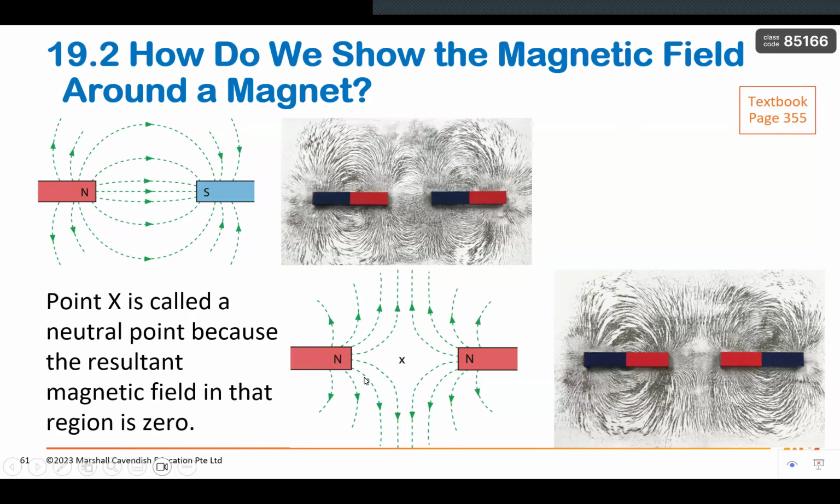But like poles will repel each other. So this is North Pole and North Pole. The magnetic field lines will be pointing away from the North Pole. So you'll be seeing something like this. Because of this repulsion between these two magnets, there will be a region X, which is called the neutral point. At this region, you will see that there is no magnetic field line, which means that the magnetic field at that region is 0. Anything that you place here will not be experiencing a magnetic field.